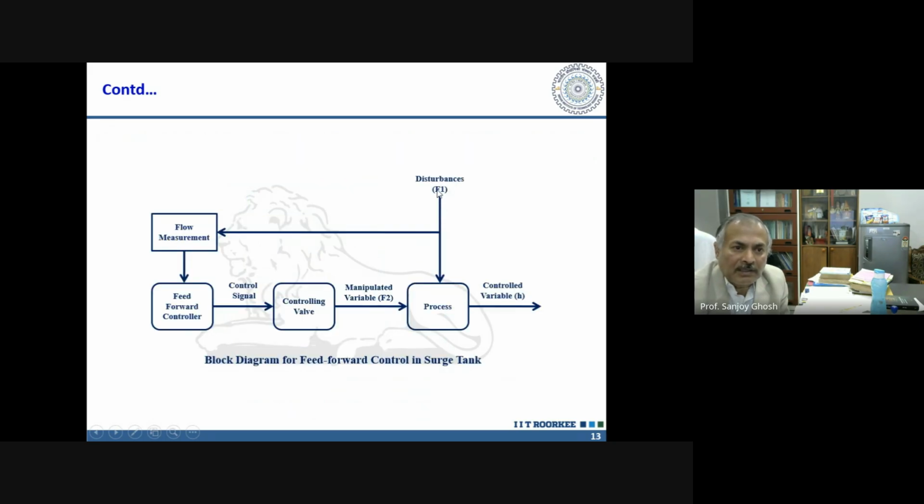Now this is the disturbance, and the flow measurement is there and is going to this feed forward controller. The information goes to this controller, and then the signal is going to the control valve, and the manipulated variable is what? F2. Look here, the manipulated variable is F2, not F1, and then it goes to the process. Ultimately, the control variable is H. This is the output, but the output is not measured.